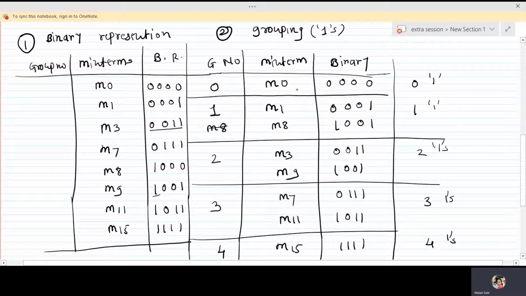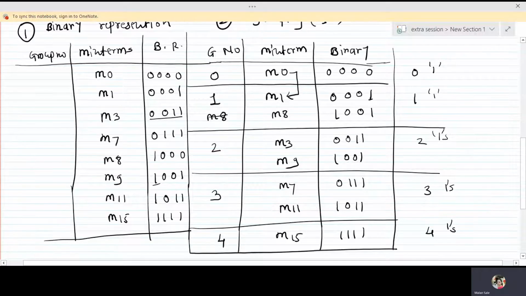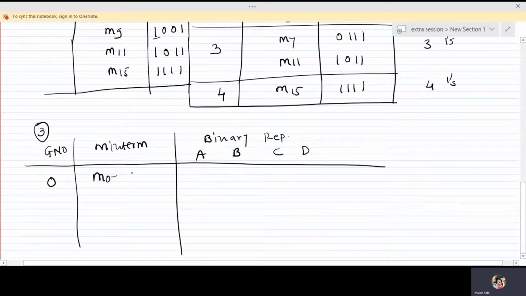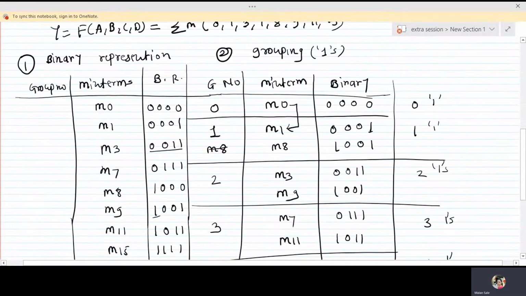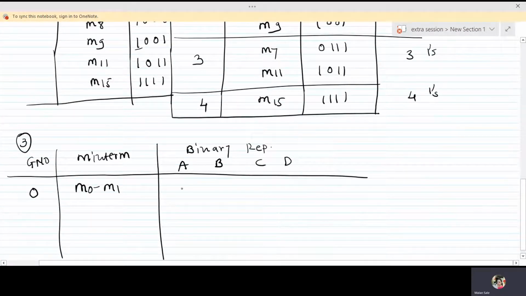Now M0, check with M1. Is one bit changed? Yes, 0000 and 0001, there is one bit changing. So we can make a pair of M0 and M1. After making a pair, put a tick mark in front of the minterms and replace the changing bit with a dash. Now the binary representation: I am writing 0, 0, 0. Last bit was changing, so I have replaced this with a dash.